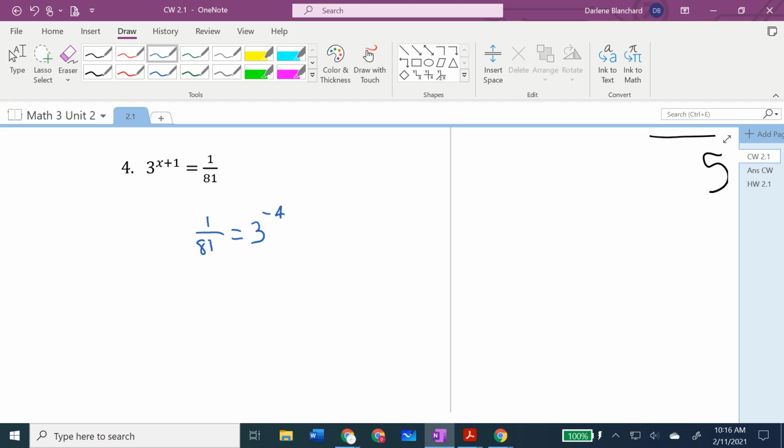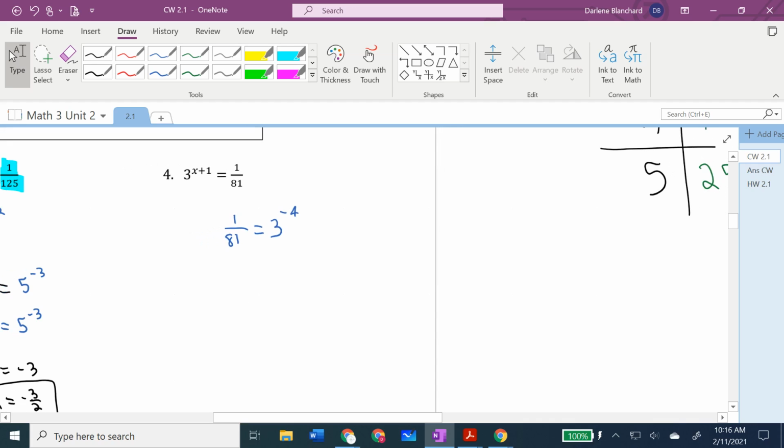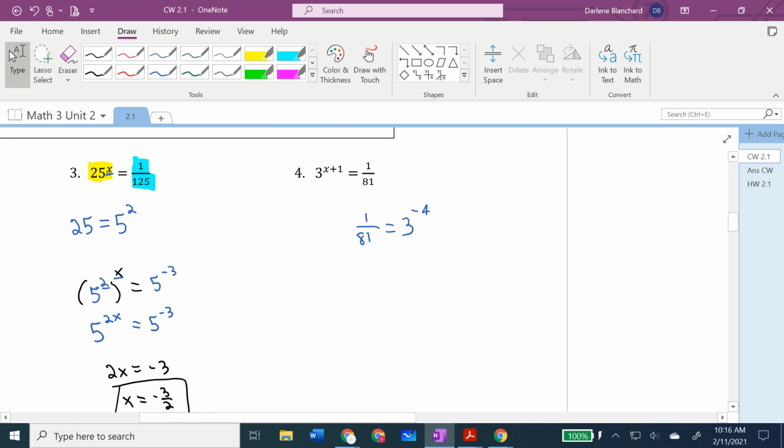And also, I've got some simplifying square roots coming up in some future classworks, because I've come to find that these are things that need to be strengthened before you do logarithms. So, can you finish number 4?